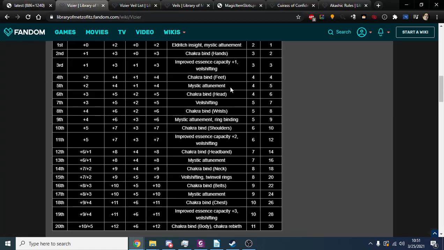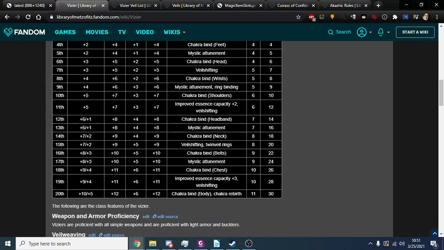As you can see here, chakra binds are unlocked for the vizier every 2 levels, so they get hands, feet, head, wrist, shoulders, headband, neck, belt, chest, and finally body, which is generally the ultimate bind that you get for any given class, is the body bind. Those are very powerful abilities, although not quite as powerful as you would see in most 9th level spells, like say Wish or Time Stop.